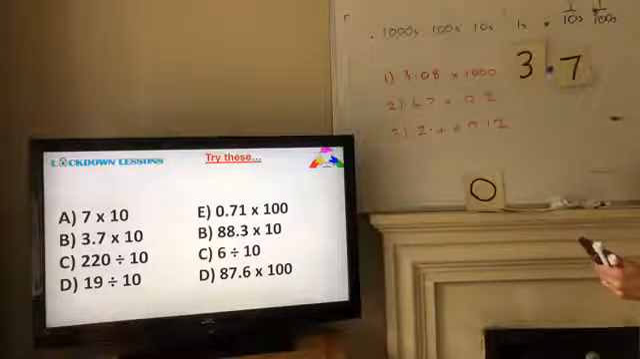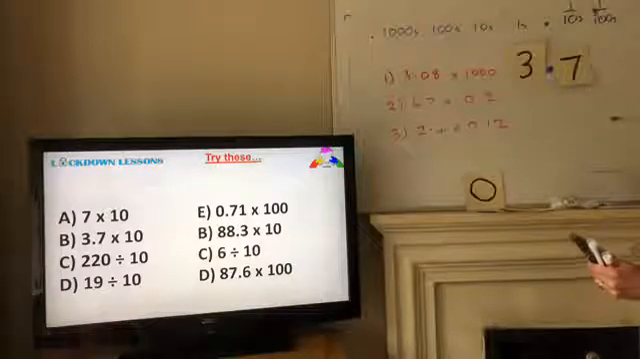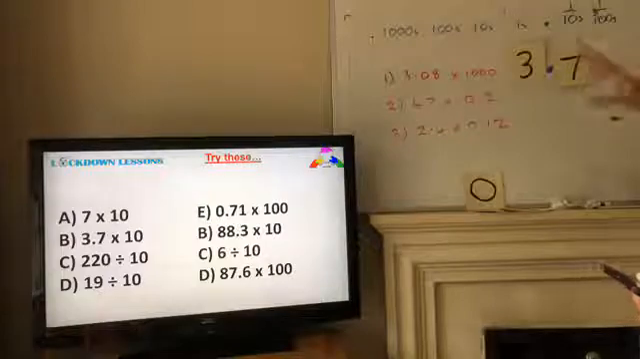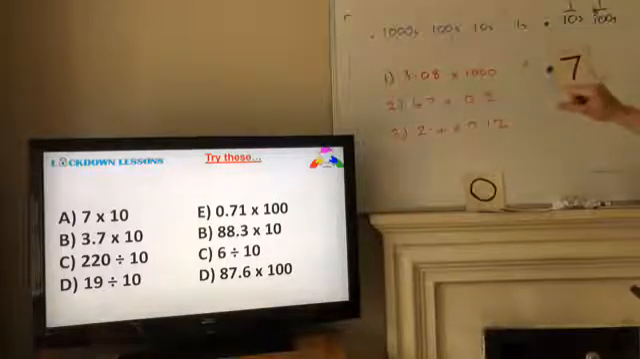220 divided by 10. So imagine where the 220 is on the board, and then think about which way this time.